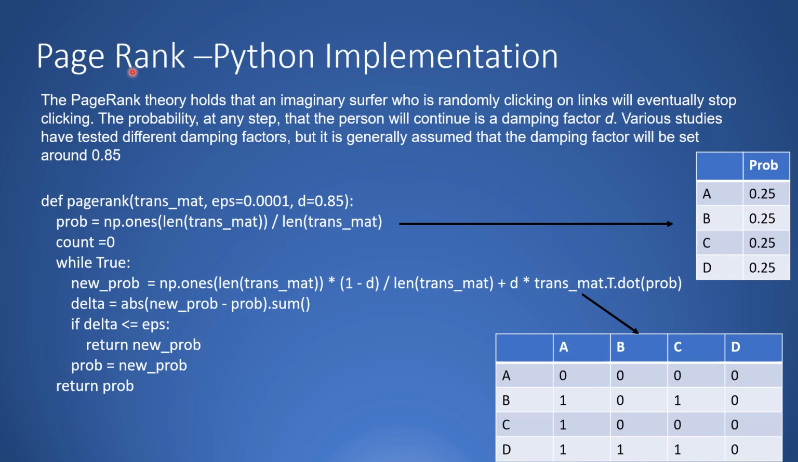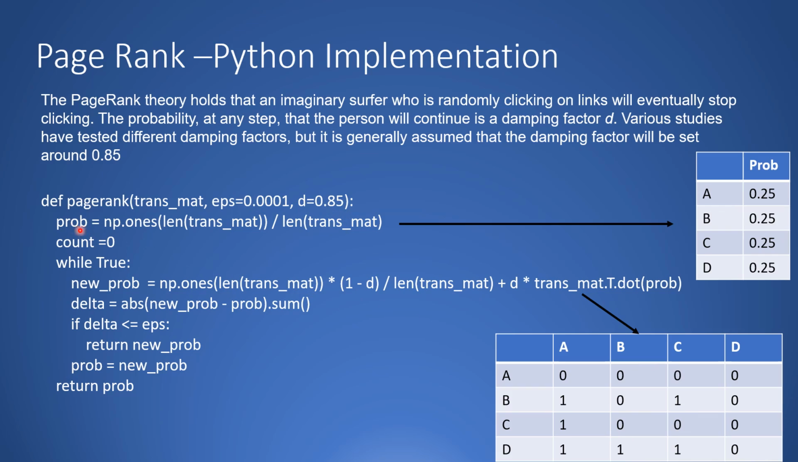Let us look at the implementation of the PageRank algorithm. This is the Python implementation. The PageRank theory holds that an imaginary surfer who is randomly clicking on links will eventually stop clicking. The probability at any step that the person will continue is a damping factor d. In various studies, the value of d was found to be 0.85. So what does the PageRank algorithm take as input? It takes as input the transition matrix of the pages, a stopping criterion or an epsilon value, and the damping factor.